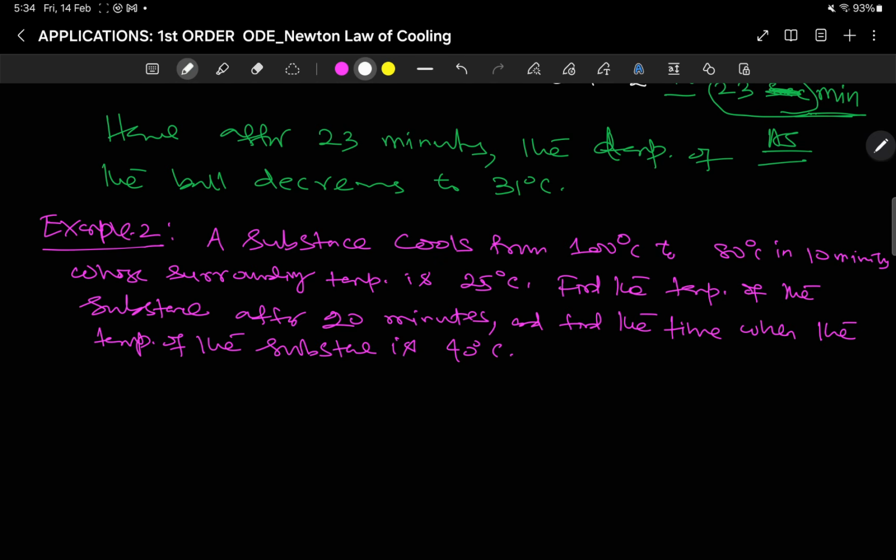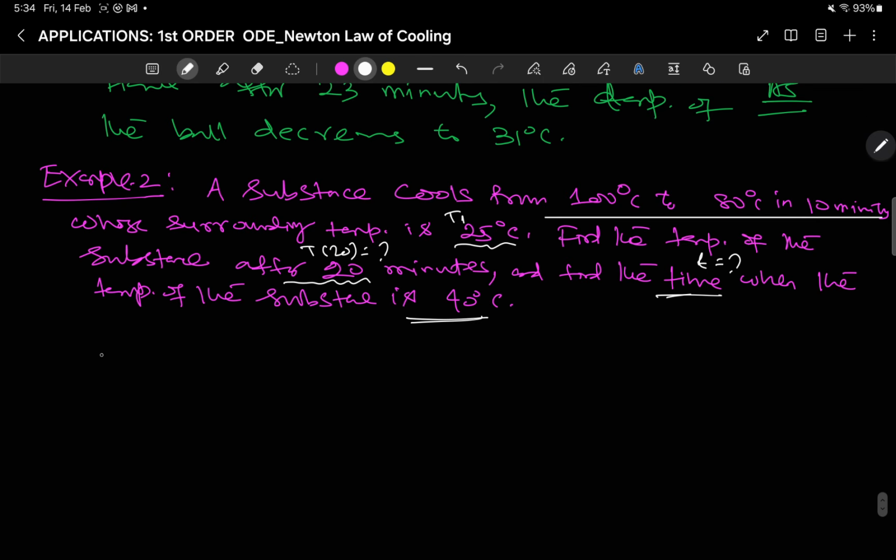Now coming to another example. A substance cools from 100 degrees centigrade to 80 degrees centigrade in 10 minutes, whose surrounding temperature is 25 degrees centigrade. So this is my T1. Find the temperature of this substance after 20 minutes, meaning T of 20 is what? And find the time t when the temperature of the substance is 40 degrees centigrade.